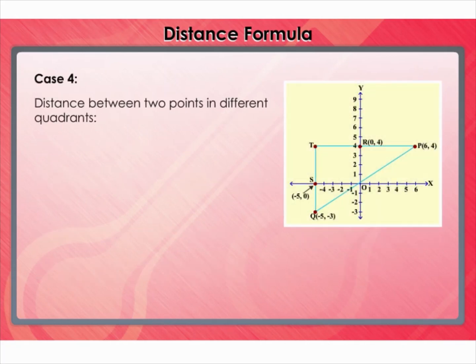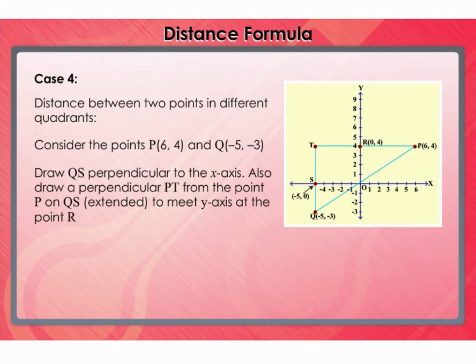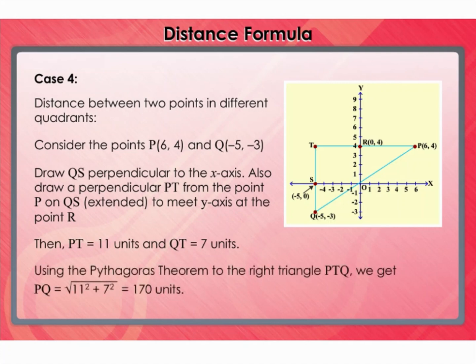Case 4. Distance between 2 points in different quadrants. Consider the points P(6, 4) and Q(-5, -3). Draw QS perpendicular to the x-axis. Also draw perpendicular PT from the point P on QS, extended to meet y-axis at the point R. Then PT is equal to 11 units and QT is equal to 7 units. Using the Pythagoras theorem to the right triangle PTQ, we get PQ is equal to root 170 units.